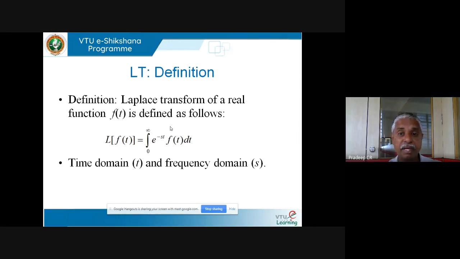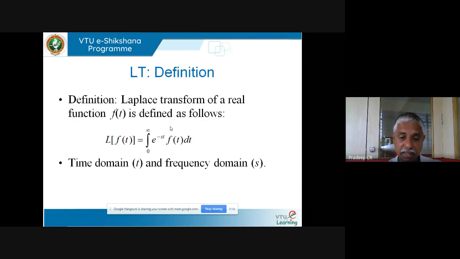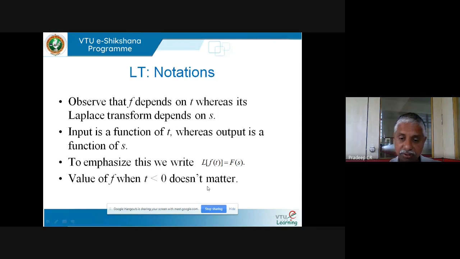I of f(t) became a function of s. Here also L of f(t) will become a function of s. To emphasize this, that the Laplace transform of the function f of t is a function whose independent variable is s, we use this notation: L of f(t) is capital F of s. All through my lecture, I will keep using this notation.